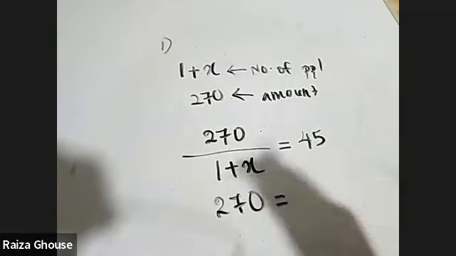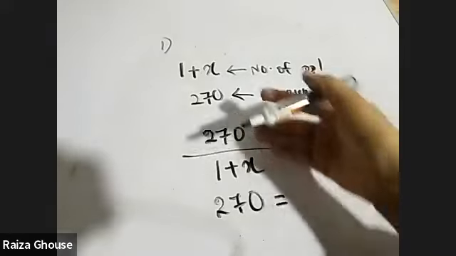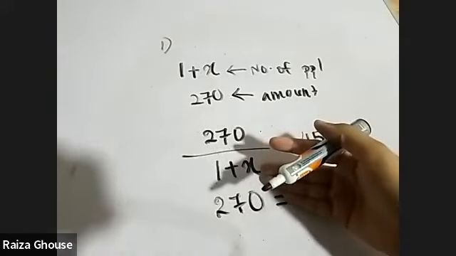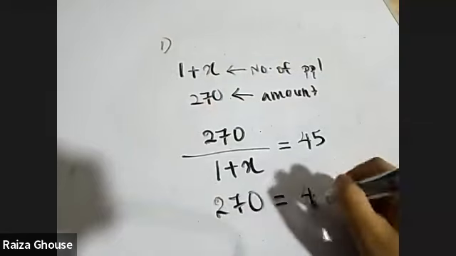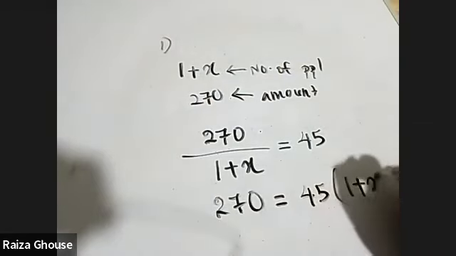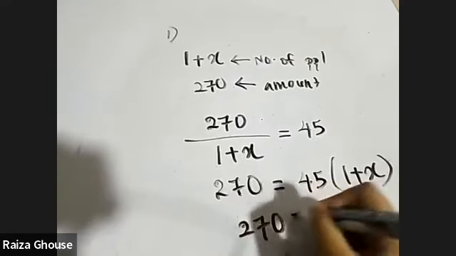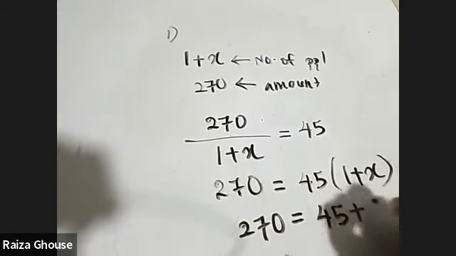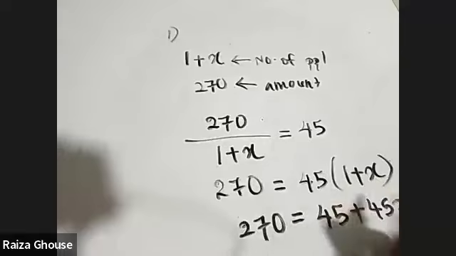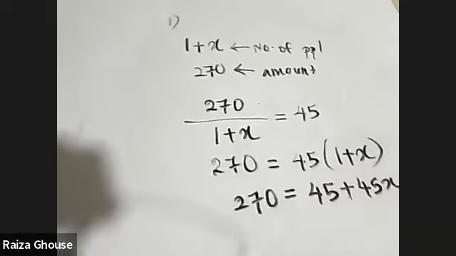How do you make it a linear equation? Usually, if we want to remove the denominator, we multiply both sides. So here also, we multiply both sides. Now, I'm solving the brackets. I'm getting 45 plus 45x. Now, you know, numbers are like terms. So what can I do?